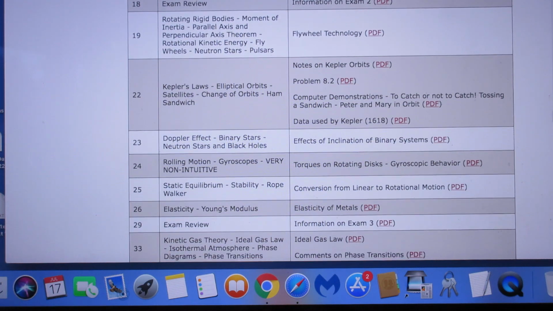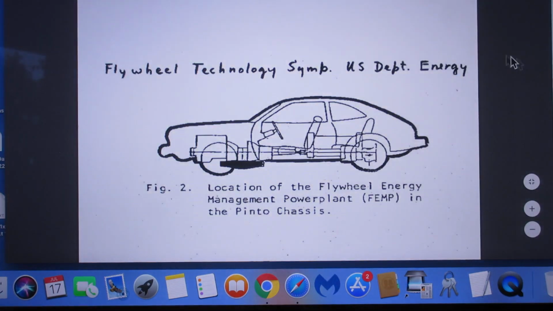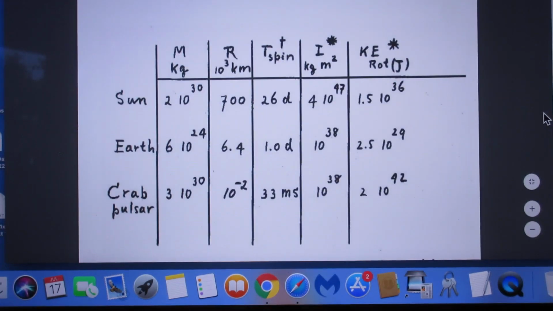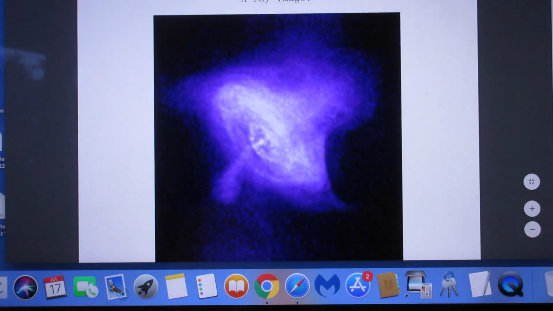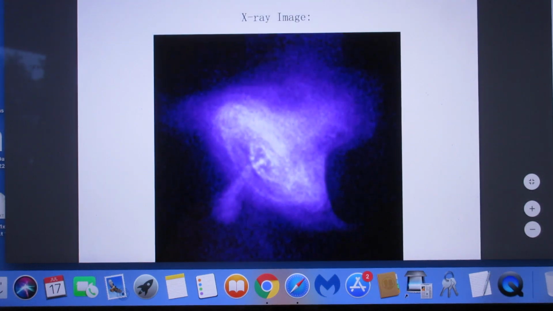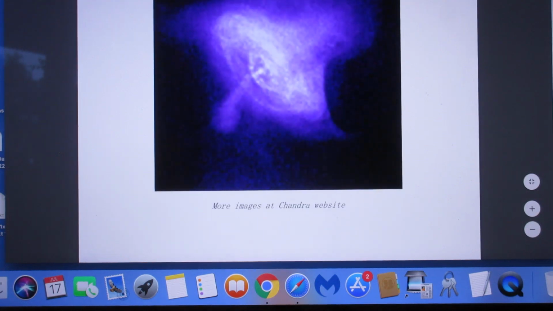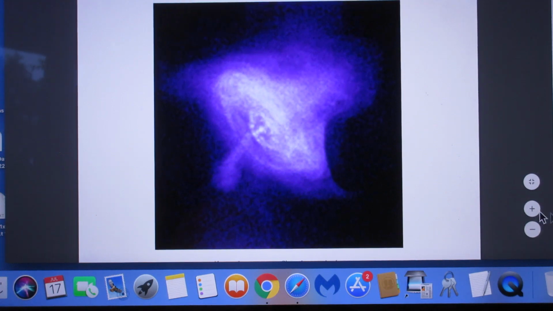Lecture 19. Let's take a look at that. Oh yeah, I remember I showed that as an overhead. So this should all be during my lecture. You can all see this in the videos of my lectures. Ooh, an X-ray image of the Crab Nebula. Chandra, I don't even remember how that fit into my lectures.